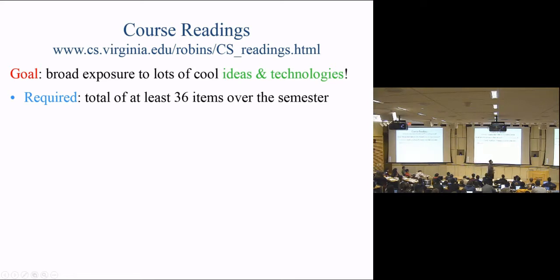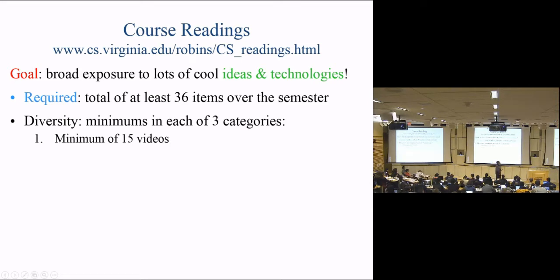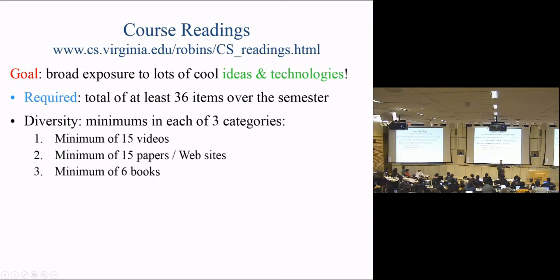So I want you to go through about 36 items over the course of the entire semester. So you have the whole semester to do this. About 15 videos at least, 15 papers, they're on the website, and about 6 books. And you can pick which ones you want. There's a whole bunch there. And of course, if you do more than that, it's extra credit. And you don't have to read a book cover to cover every single word, obviously. You can read some chapters, pick and choose.